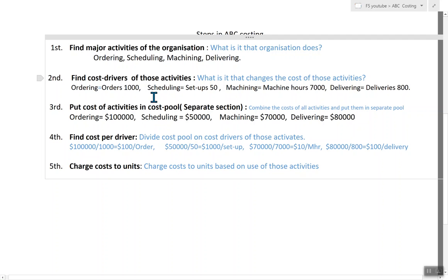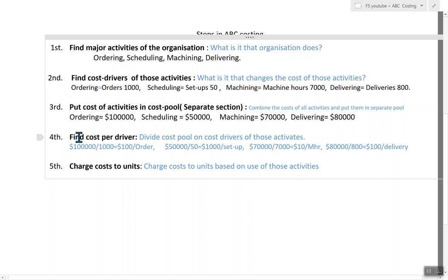Okay, so once we have found the activities, then put the cost of those activities into a cost pool. Like take all the cost of ordering and total it, take all the cost of scheduling and total it. That is called a cost pool. For example, the total cost of ordering becomes 100,000, the total cost of scheduling becomes 50,000, the total cost of machining becomes 70,000, the total cost of delivering becomes 80,000. You could do step second, third, or third, second. You could swap the positions, whichever order you want to do it. It will be okay.